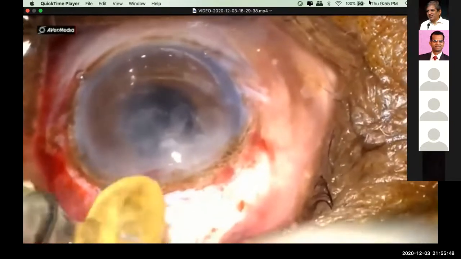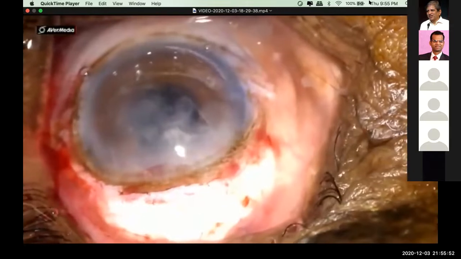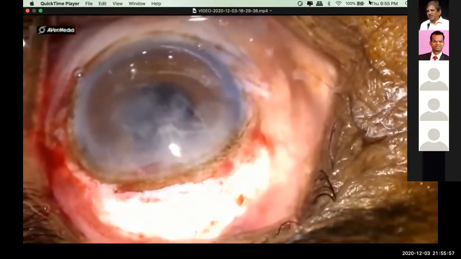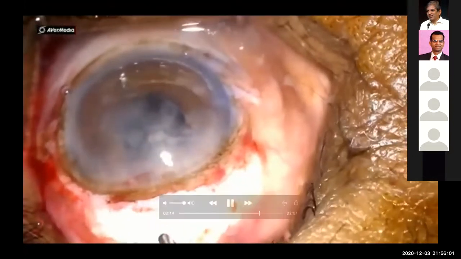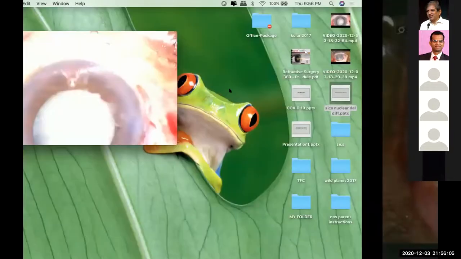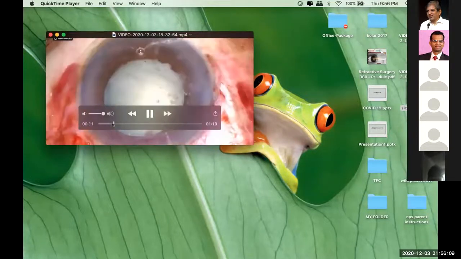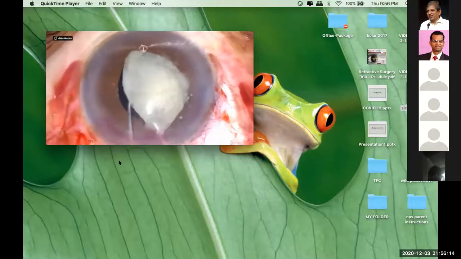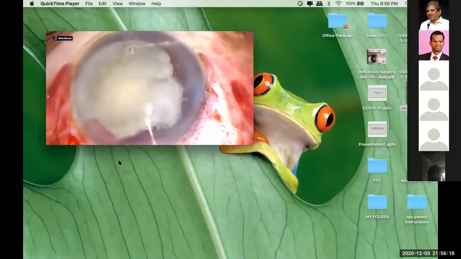Supposing if it were a much harder nucleus, usually what will happen, it will just stay there only. So you might have to repeatedly do it. That will be very traumatic to the eye and the corneal endothelium. Another video she has sent, even I have not seen that. I'll just try to play it. And the nucleus has been delivered well.